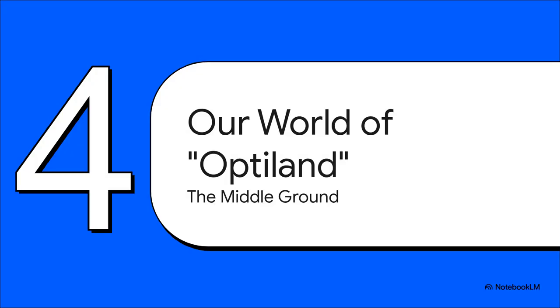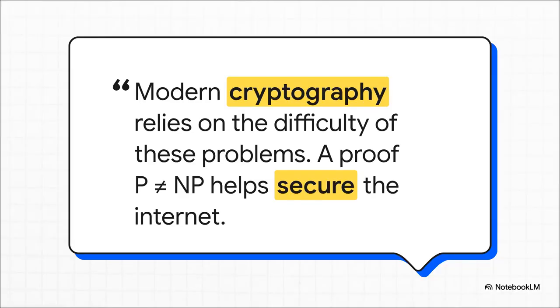So, given that the internet hasn't collapsed yet, it's a pretty safe bet we don't live in Algorithmica. Most scientists are pretty convinced that P does not equal NP, but we might be moving towards really fascinating middle ground. And this is why it matters so much.